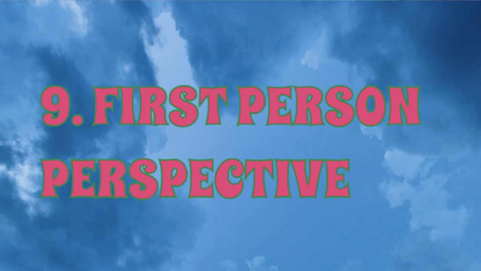Number 9. First person perspective. I pet the cat because I think it looks cute. You notice in the sentence the word I came up twice. The person is talking about themselves. That is the first person perspective.